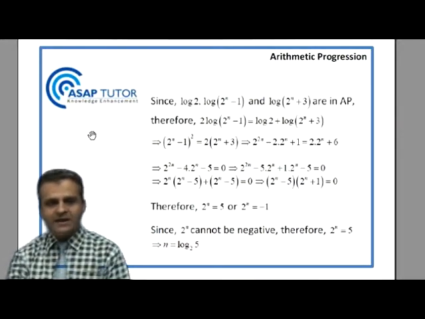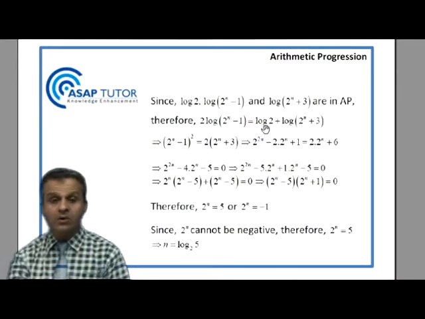Now m log n means log n raised to the power m. So this becomes log of (2^(n-1)) whole raised to the power 2. And log a plus log b is equal to log ab, so this will be equal to log of 2 into (2^n + 3). Now the log on both sides will cancel out. So we get (2^(n-1)) whole squared is equal to 2 into (2^n + 3).